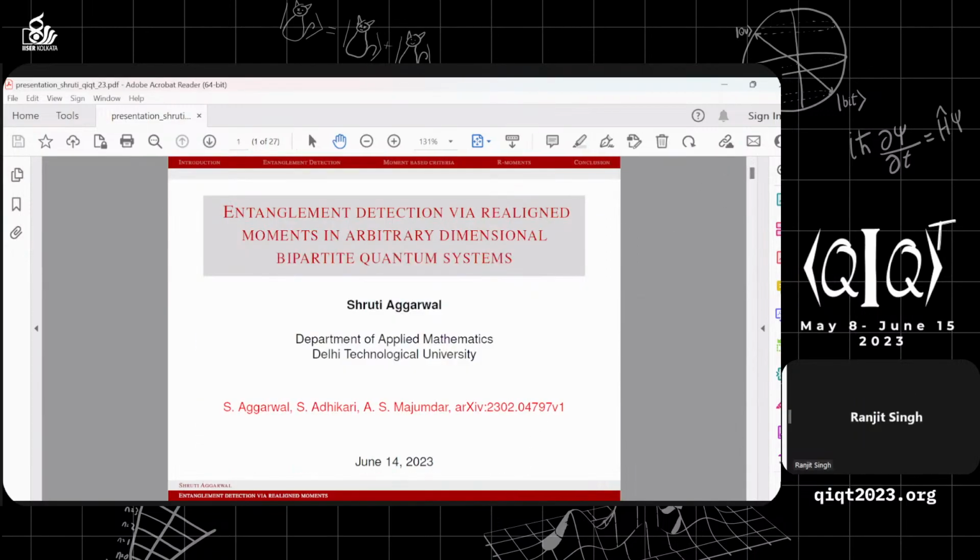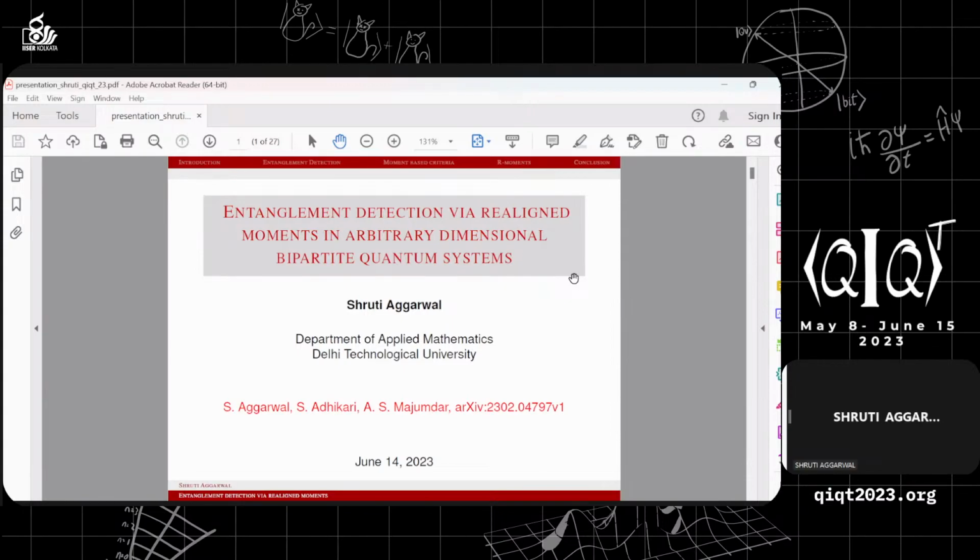Thank you for your talk. I have a few questions. What steps are required to compute entanglement in the case of Bell states by using your R moment criteria?